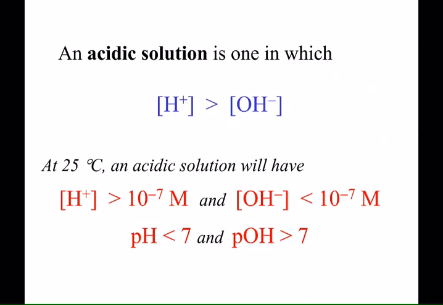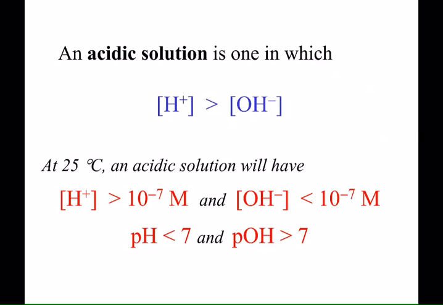So here's a bunch of more things about acidic solutions. The hydrogen ion will be greater than neutral, greater than 10 to the negative 7 moles per liter. Hydroxide ion will be less. Your pH will be low, and your pOH will be high. Don't blame me, okay? So that's just kind of how it works.